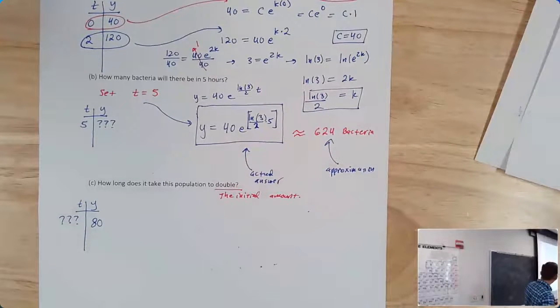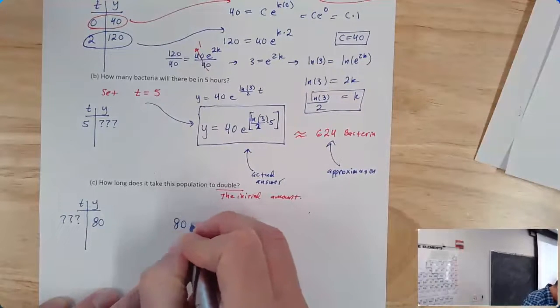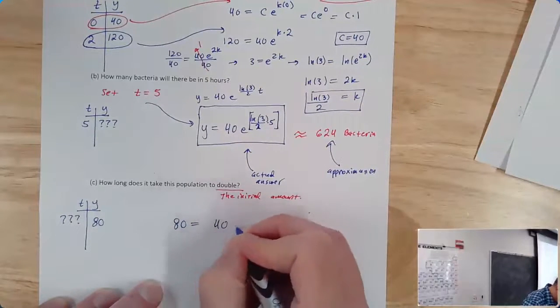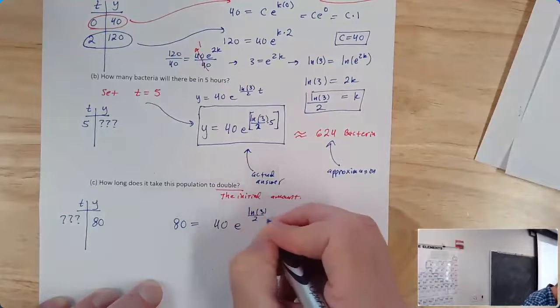80 bacteria. And this is where it's good to think about the sense of what's happening. So I definitely expect that it's going to take less than 2 hours, because in 2 hours, the population shot all the way up to 120. So I should definitely get to 80 before I get to 120 if the population grows. All right, so now we do the math. I'm going to set 80 equal to 40 e to the natural log of 3 over 2 times t.